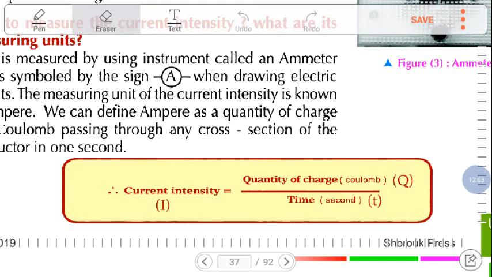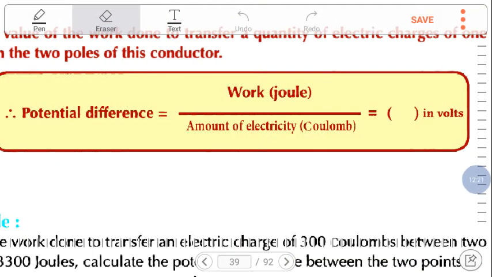So as we said before, the current intensity equals the quantity of charge, whose unit is the coulomb, divided by the time in seconds. And the potential difference equals the work done in joules divided by the quantity of electricity in coulombs.